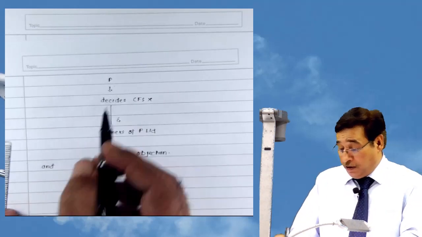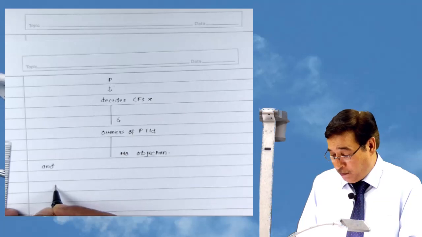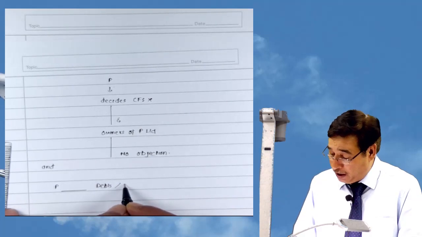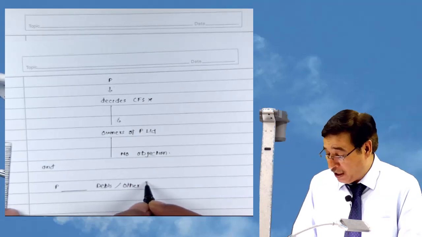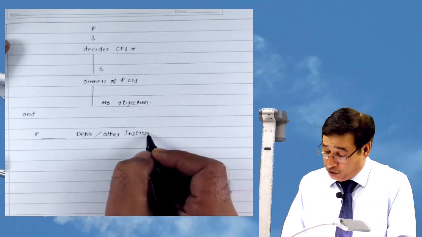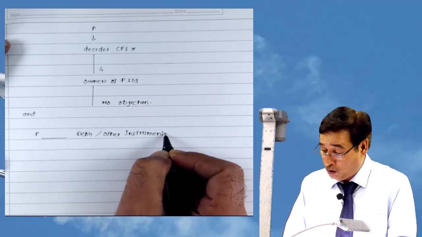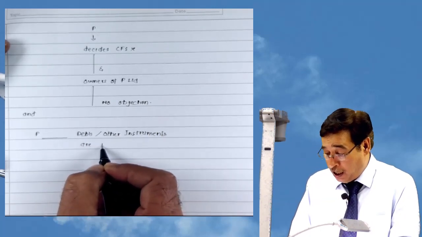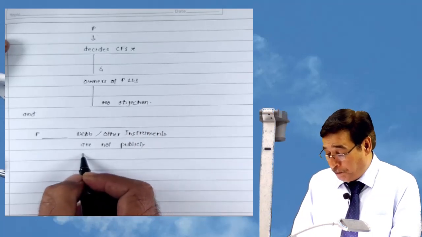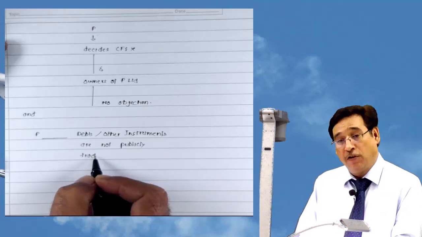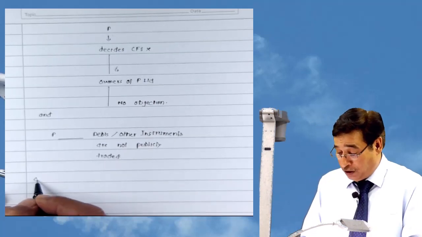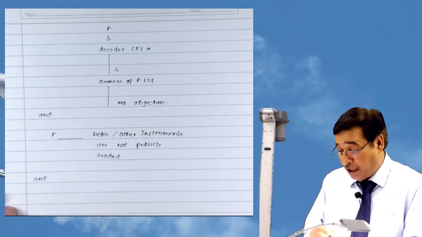And this parent company P Limited, its debt securities, debt and other instruments, debt and equity instruments, are not publicly traded. Not publicly traded means no trading is being done of debt securities and equity securities of this entity. And remember one thing, all these conditions must be satisfied, then only it will become an exception.